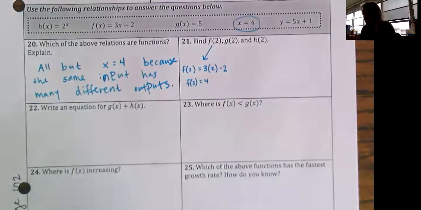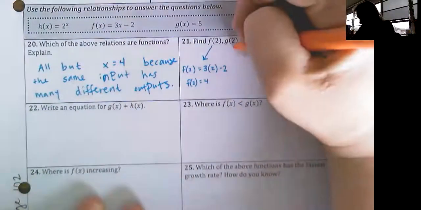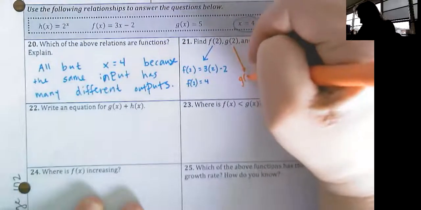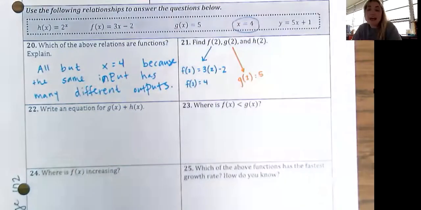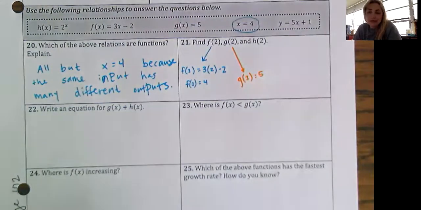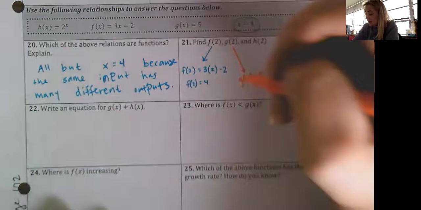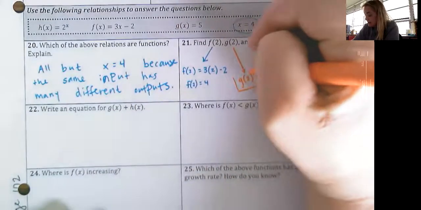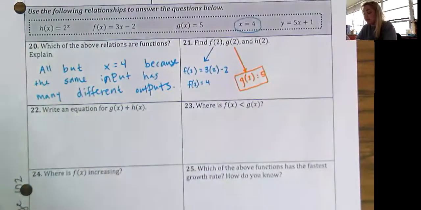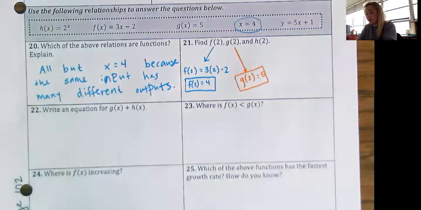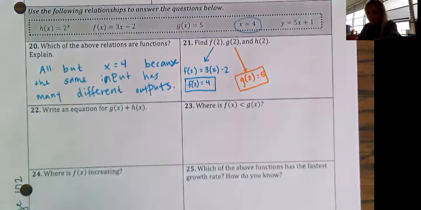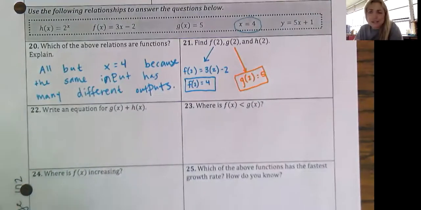Let's do the same thing for g of 2. For g of 2, I know that the equation tells me it equals 5. That's all. I don't put like a 2 in there anywhere. It's just 5. That would be your final answer. Just like our final answer on the last one would be f of 2 equals 4. I know, it's weird. It feels kind of different, but it's actually way simple.